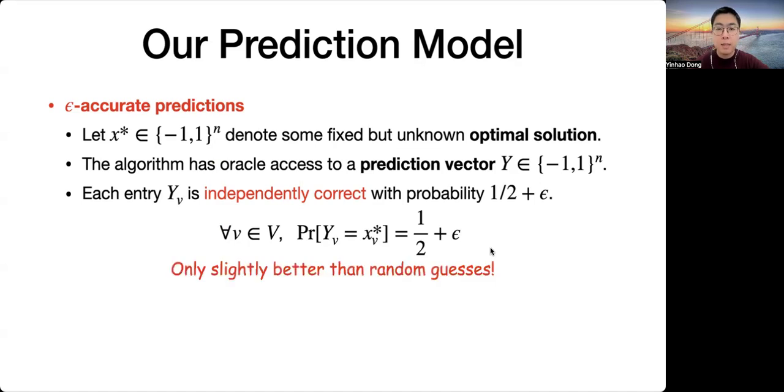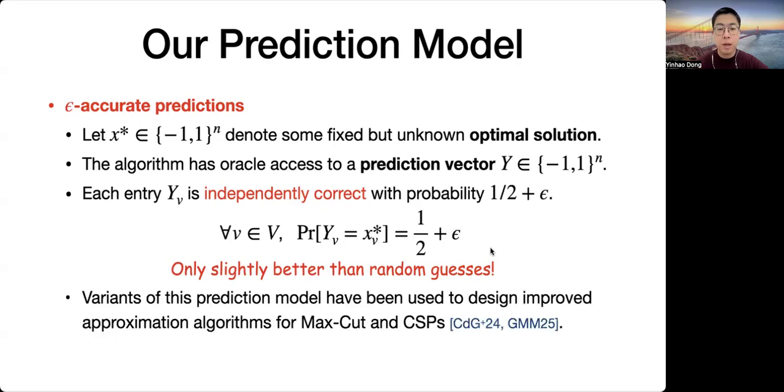As you can see, this prediction model is only slightly better than random guesses. By the way, variants of this prediction model have also been used to design improved approximation algorithms for max-cut and other constraint satisfaction problems. So what kind of results can we achieve with this prediction model?